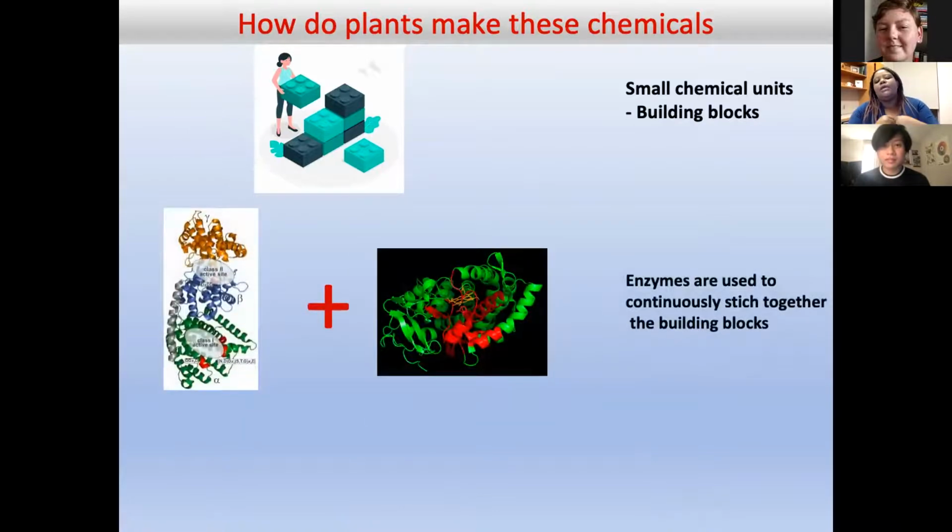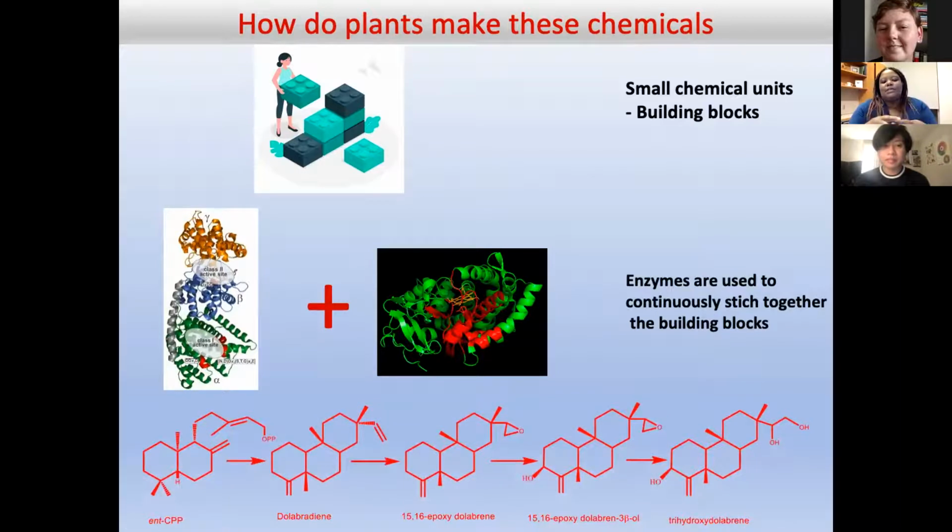To do that, the plant or any organism really uses different enzymes. These are proteins that come and take these small building blocks, these small chemical units, and start stitching them together. There are millions of different types of enzymes in any system that do all of this work. This is an example of some of the enzymes that are used in terpene biosynthesis, okay? These enzymes will all do different block stitching, basically.